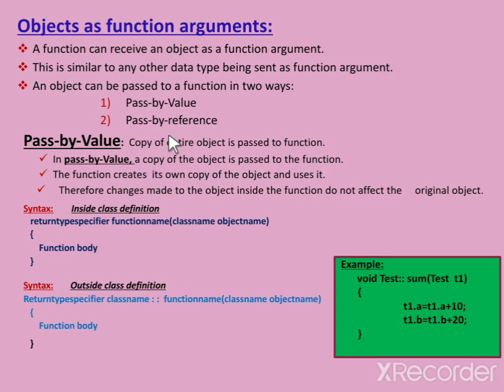Let's see the first one. What is pass by value? Here a copy of the entire object is passed to the function. In pass by value, a copy of the object is passed to the function, and the function creates its own copy of the object and uses it. Therefore, changes made to the object inside the function do not affect the original object.